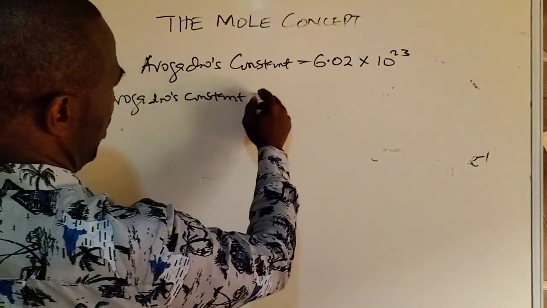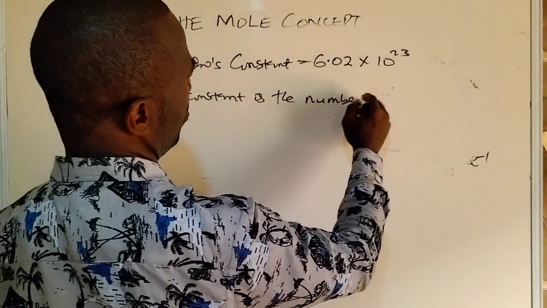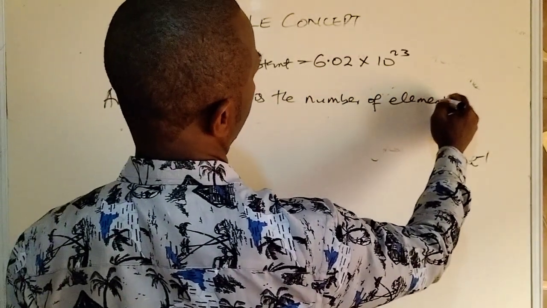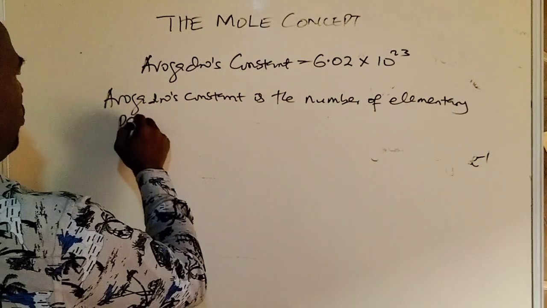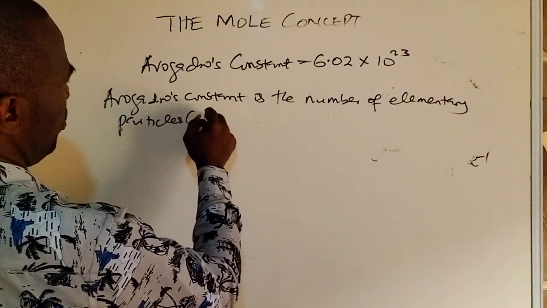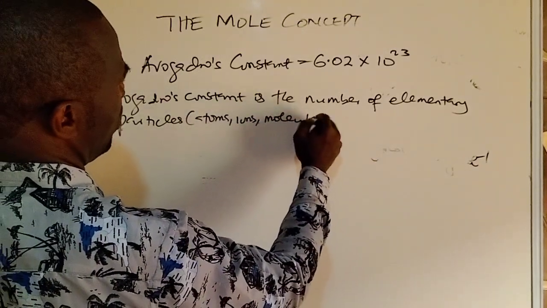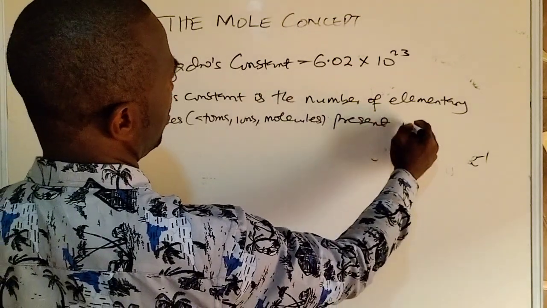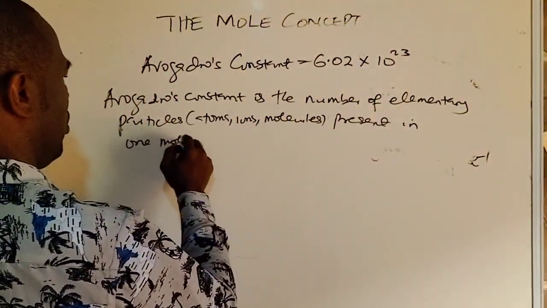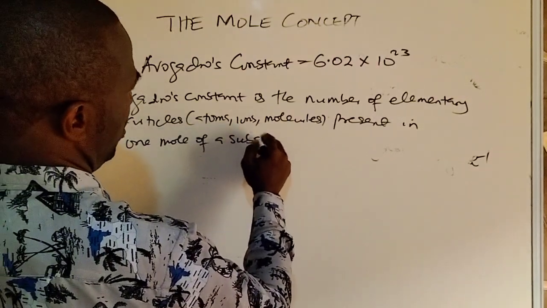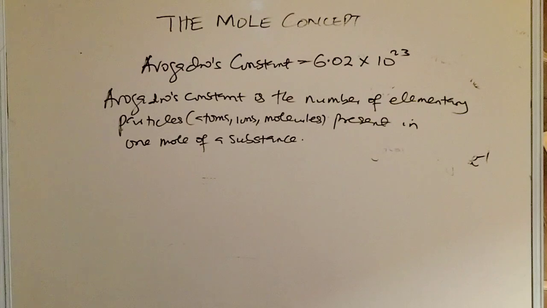If you have to define Avogadro's constant, you say the Avogadro's constant or number is the number of elementary particles, which could be atoms, ions, or molecules present in 1 mole of a substance. The number of elementary particles, which could be atoms, molecules, or ions present in 1 mole of a substance is called the Avogadro's constant.